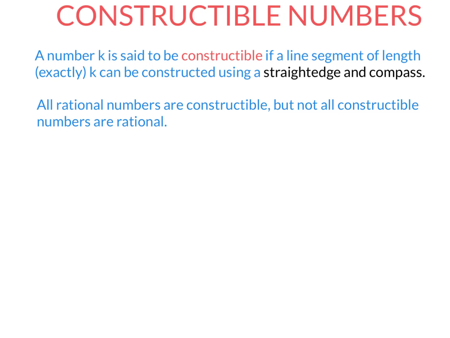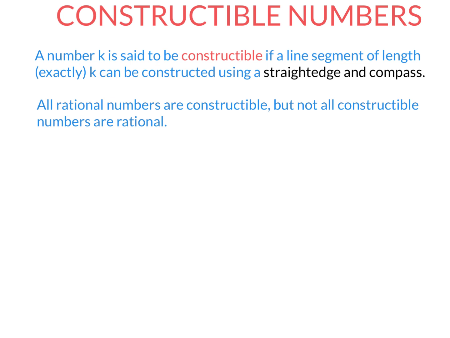Thank you so much for tuning into this video in which we will look at constructible numbers. So we call a number k constructible if we can make a line segment with that length, exactly that length, using a straight edge and compass. So think of a straight edge just as a ruler. It turns out all rational numbers are constructible, but not all constructible numbers are rational. So we'll go through what that means in a second.